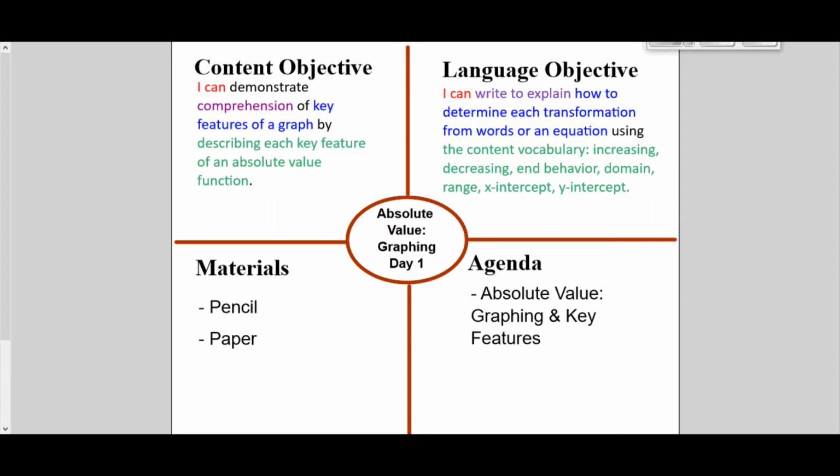In this video, we're going to go over key features of the absolute value graph. So if you picked up a copy of the guided notes, you'll want to be looking for the one that's labeled absolute value graphing and key features. So you will need a paper if you don't have the notes, and you will need a pencil for this.